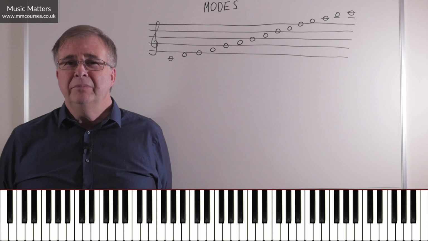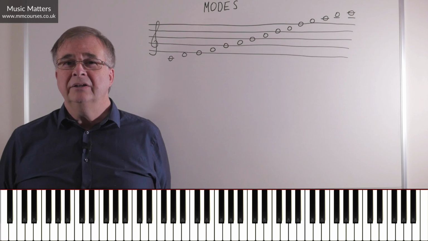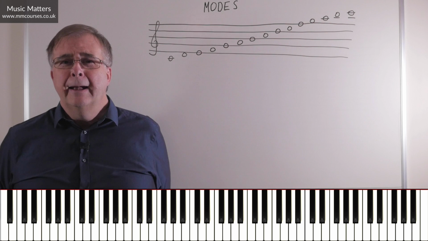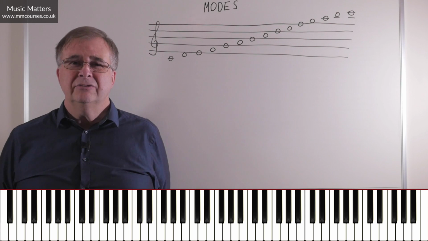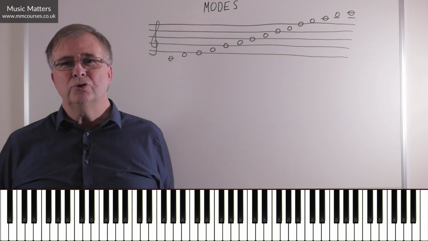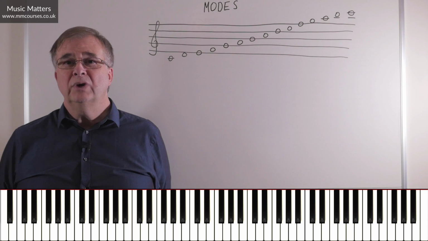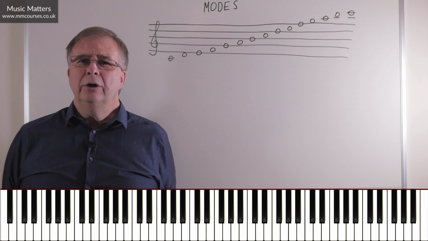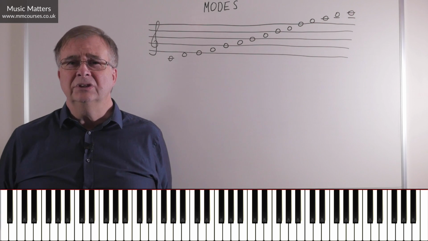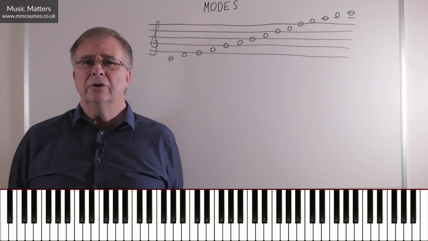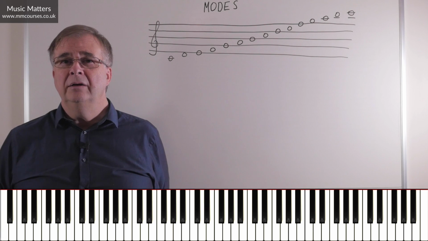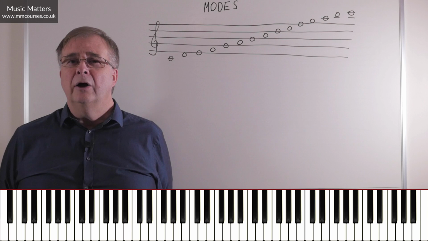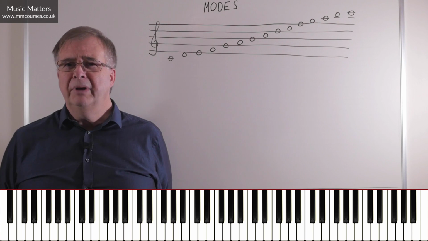Now, if you're used to playing music in major and minor keys, you might be under the impression that they've been around forever, but they haven't really, because it was only in the years from about 1600 that we started to write music in major and minor keys. But if we go back before 1600 into a time called the Renaissance period, or into a time before that called the medieval period, we find composers are writing their music using modes.